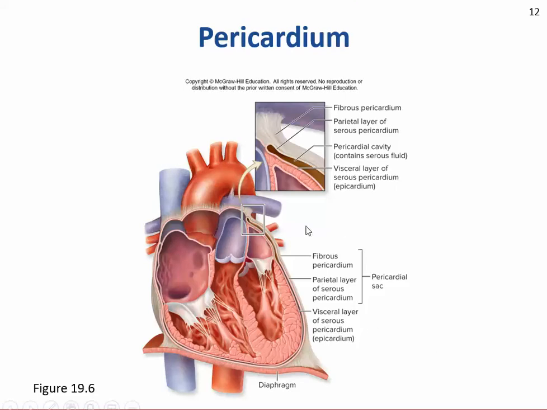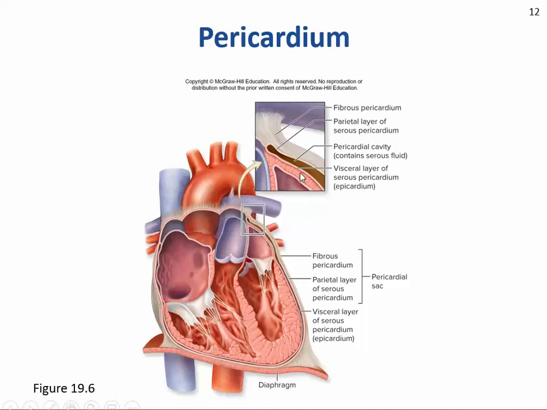So when we look at it, you can see that the fibrous pericardium is attached to the great vessels here and to the diaphragm here, and it surrounds the entire heart. In the small blow up here, there's the fibrous pericardium. This is the parietal layer of the serous pericardium. This is the visceral layer. And in between is the pericardial space, the pericardial cavity.